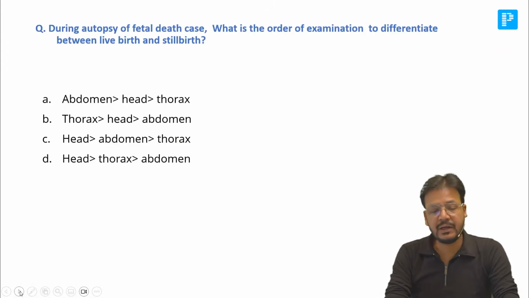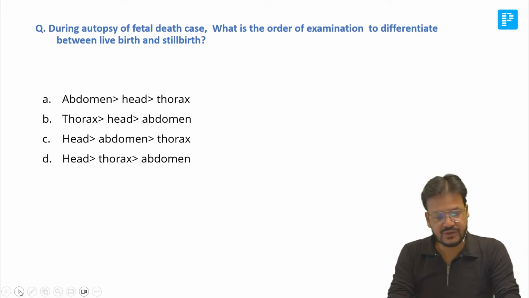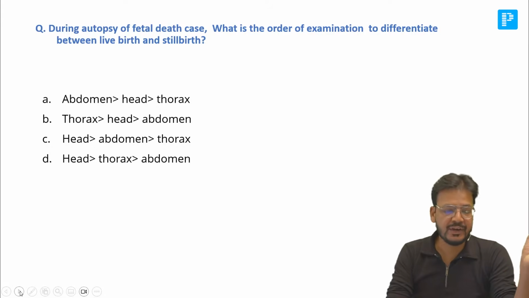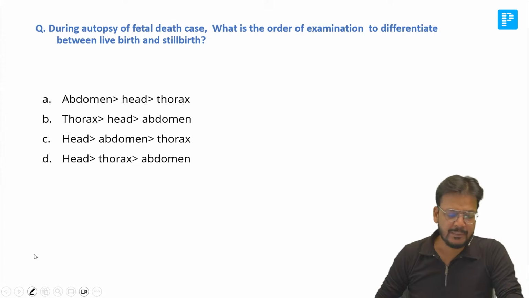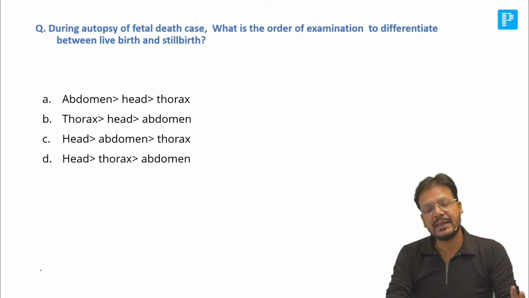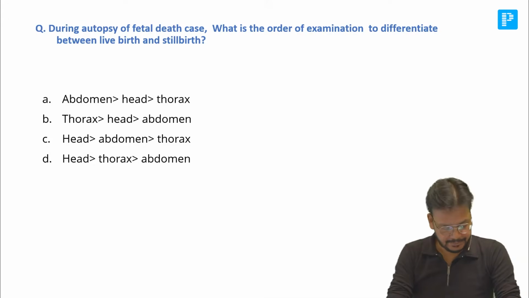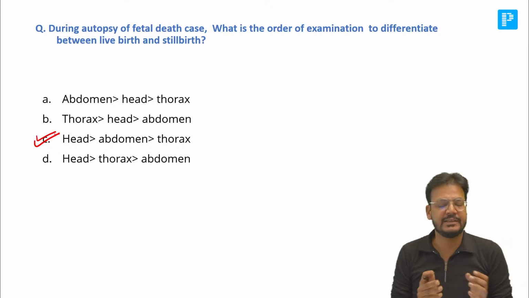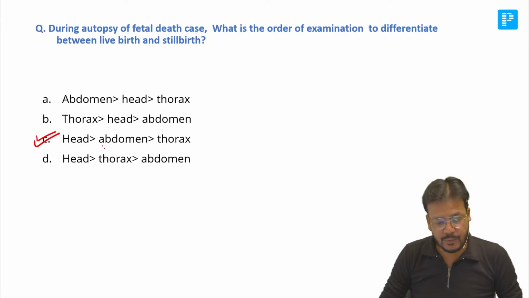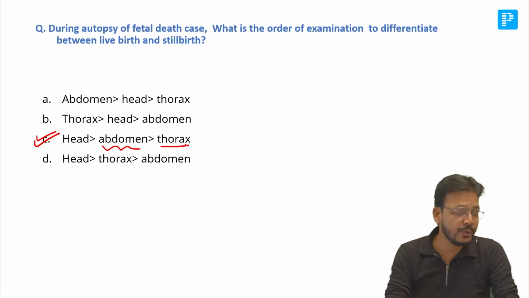During autopsy of fetal death, what is the order of examination to differentiate between live birth and stillbirth? Now, remember, my dear friend, one very important concept here. In newborn case, just remember, abdomen, head, thorax is given, head, thorax, abdomen is given. No, my dear friend, it is HAT: head, abdomen and thorax. Now, the golden rule is the abdomen has to be opened before the thorax. Head has to be opened first.